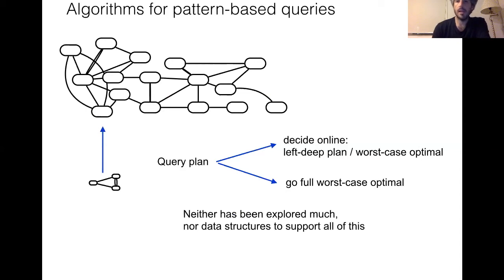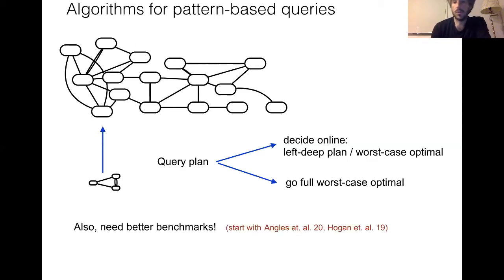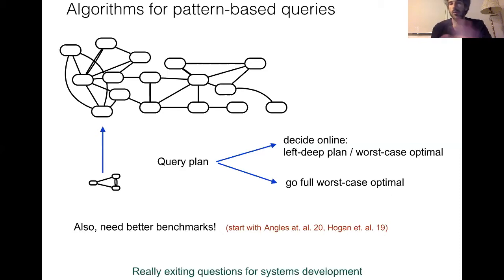So deciding these things, this is another interesting problem. And again, the data structures that support all of this, we don't really know what works and what doesn't work that much. Also, we need better benchmarks. This is important. Most of the benchmarks are either relational based or are focused on certain particular experiments and patterns and queries that people should do. So here are 2 pointers that have good benchmarks, but this is something that is needed by the community as well. And well, I'm going to stop here, but these are all really exciting questions for systems development.